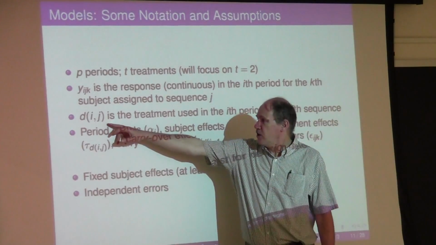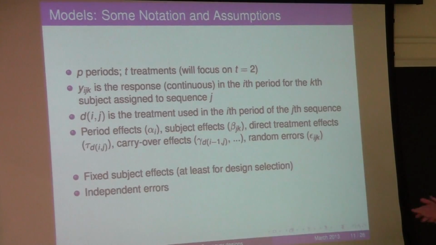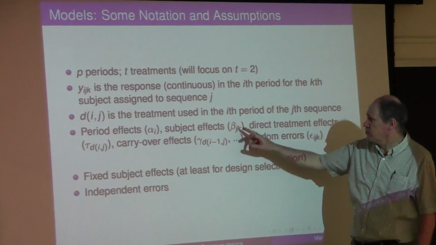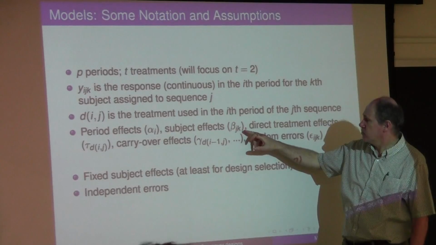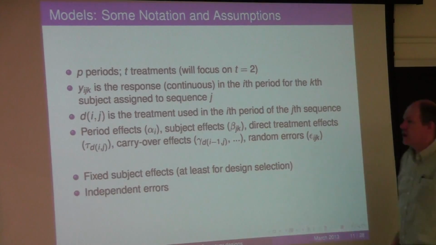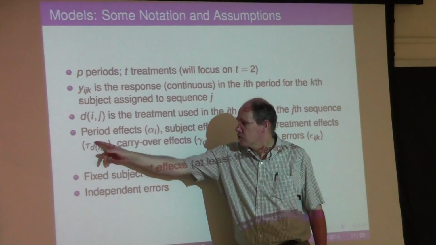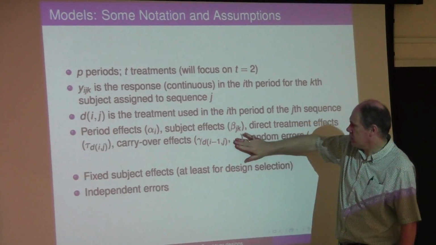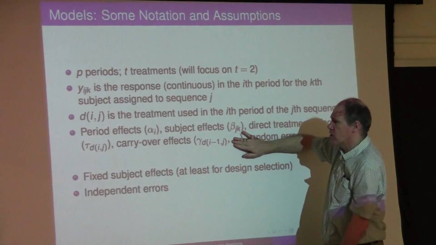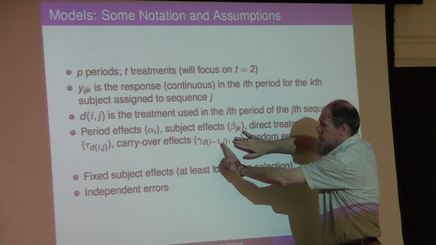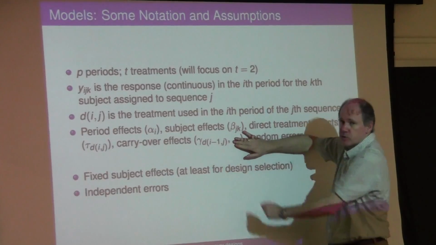By Dij, I'll denote the treatment using the ith period for the J sequence. And then we have the period effects for i's. We have subject effects. So this is the effect of the kth subject assigned to the J sequence. We have the direct treatment effects, denoted by taus. And so this is just a particular treatment. And we have carryover effects, and forget the dot, dot, dot, it's just the first order carryover effects. So it's the effect of the treatment, and I'm using gamma here in notation, it's the effect of the treatment for the previous period onwards.